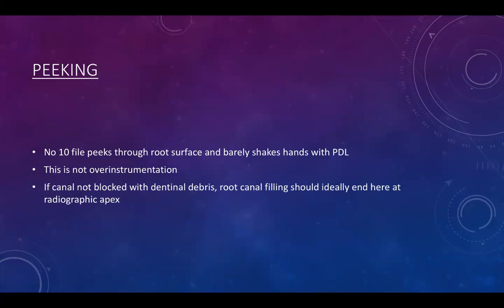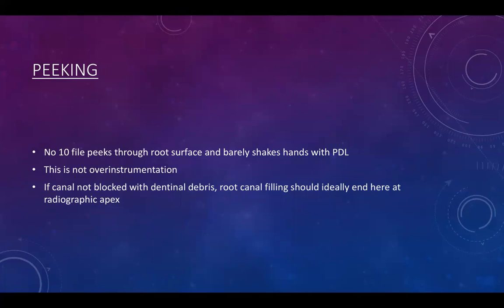And also for the irrigation, after irrigating, it's great to use a smaller file, the recapitulation technique, to push those irrigation solution, not apically, but rather into accessory canals. Peaking is using a number 10 file, which peeks through the root surface and just barely reaches, shakes hands with the PDL. It doesn't necessarily mean it's extruding, it's not being over-instrumented, it's reaching the radiographic or the clinical apex.